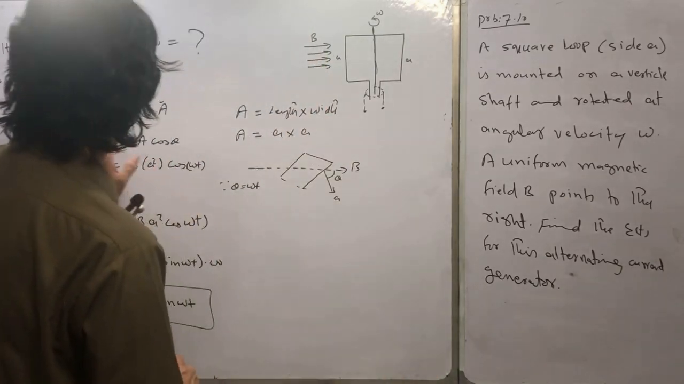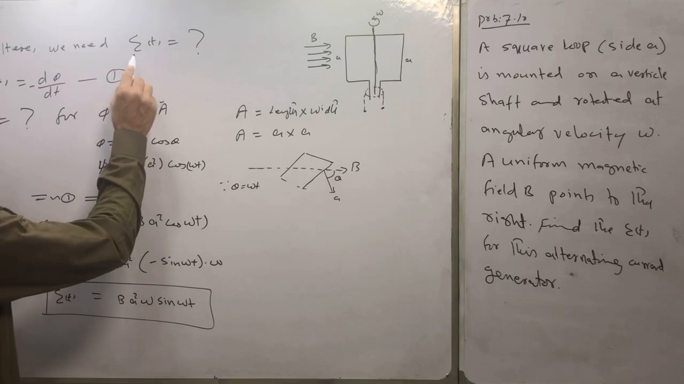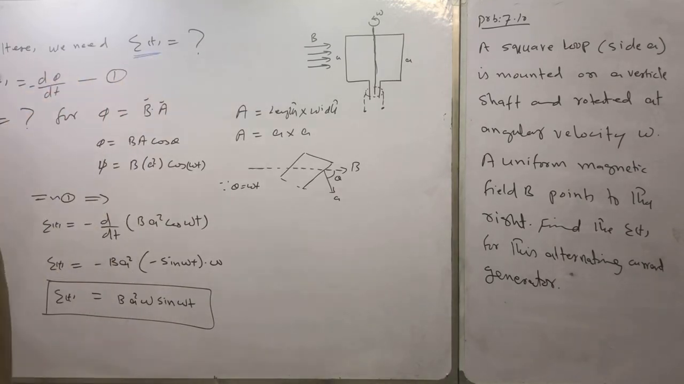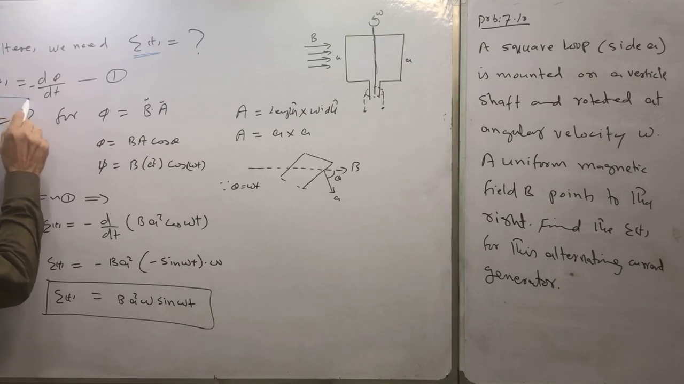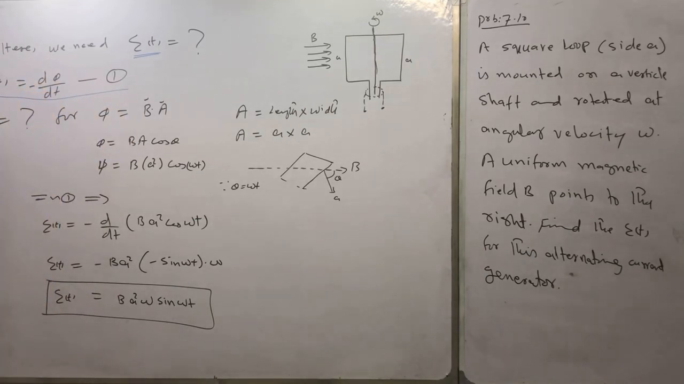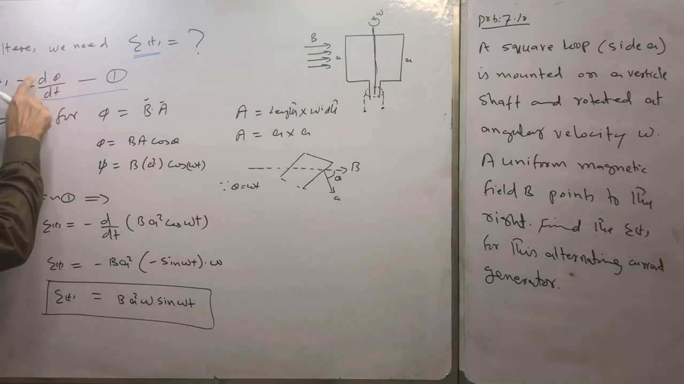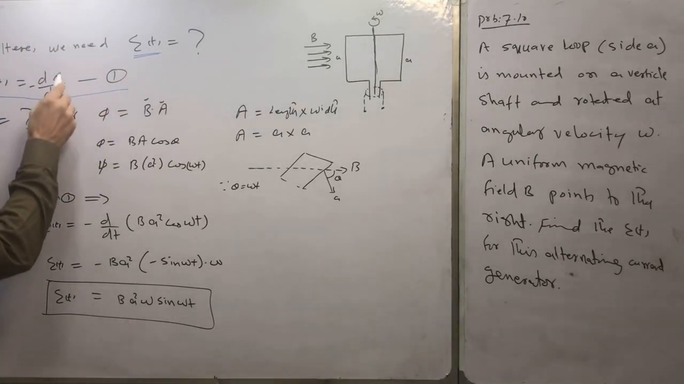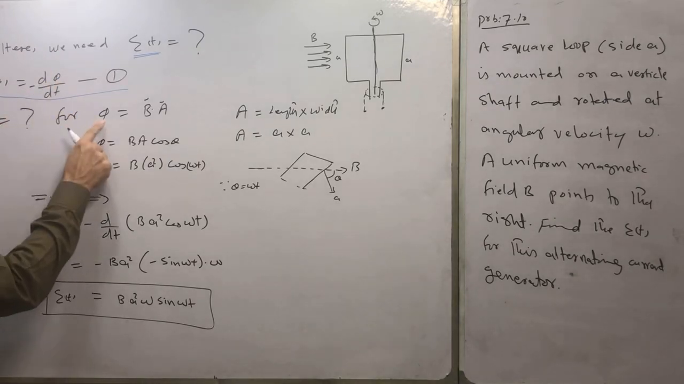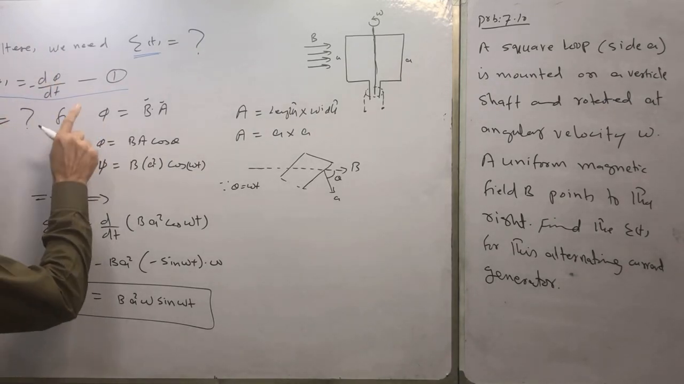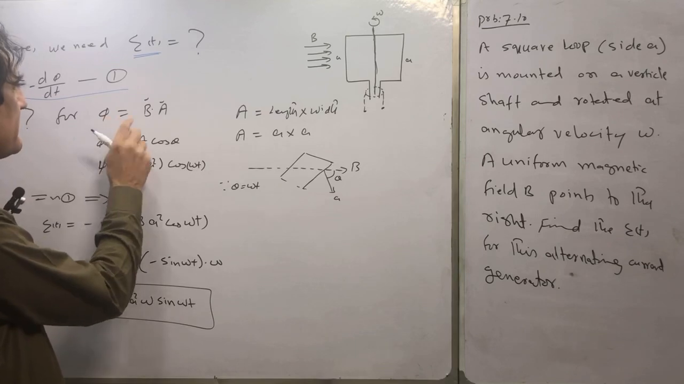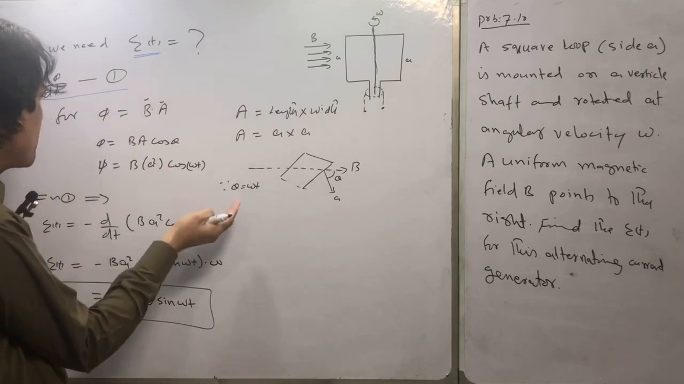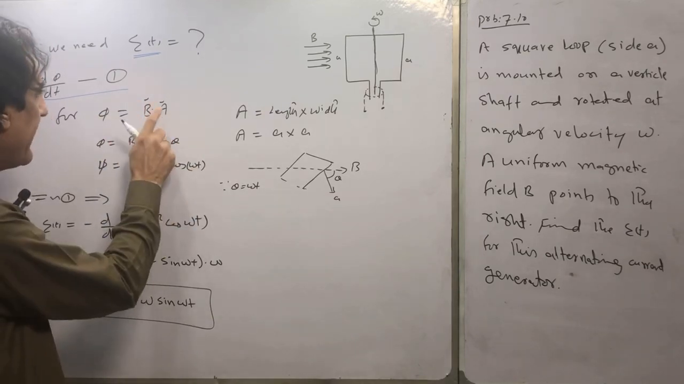We need to find E of t, and this is possible when we use Faraday's law. Faraday's law states that EMF is equal to minus d phi divided by dt. This is equation number one. In this equation we need to find the flux, and we know the flux is related to the dot product of magnetic field and area.